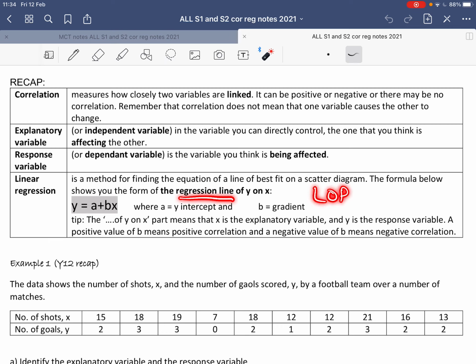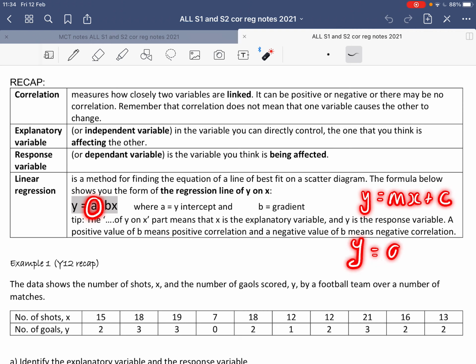Now, linear regression. A regression line is what we used to call a line of best fit, lower down in the school. And the regression line, straight line y equals mx plus c. Instead of m, we use b for the gradient, and we write it the other way around. So y equals mx plus c is a straight line. For a regression line, we call it a plus bx. So that corresponds to the y-intercept, and that corresponds to the gradient.